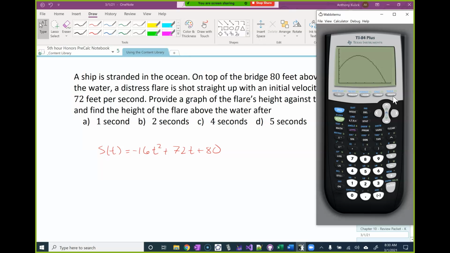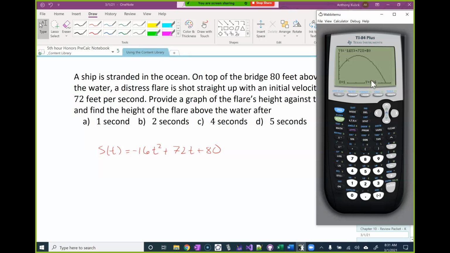Everybody okay with that? So if I want the heights at 1, 2, 4, and 5 seconds, one easy way to do that is press second and then trace and choose the value command. That's going to put this little x equals at the bottom, and then you can pick a value for x. It'll find that value on your graph and also report the y coordinate that goes with it. So the height after 1 second is 136 feet.